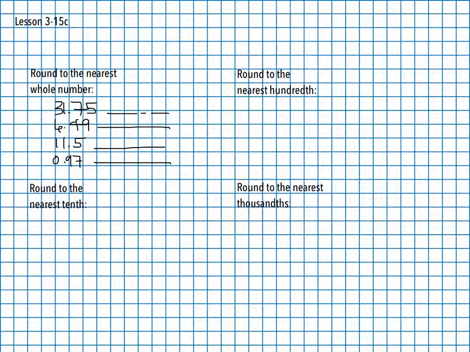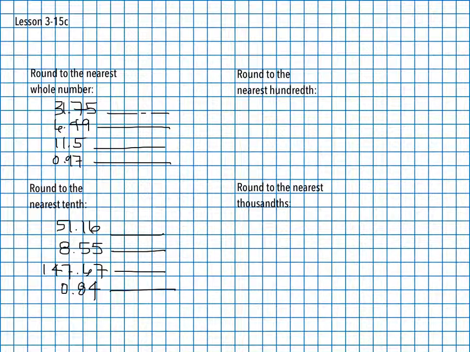For the nearest tenth, we have 51 and 16 hundredths. We have 8 and 55 hundredths. We have 147 and 67 hundredths. And then we have 84 hundredths. Again, these are round to the nearest tenth. Let's make our pen a little bit wider here.